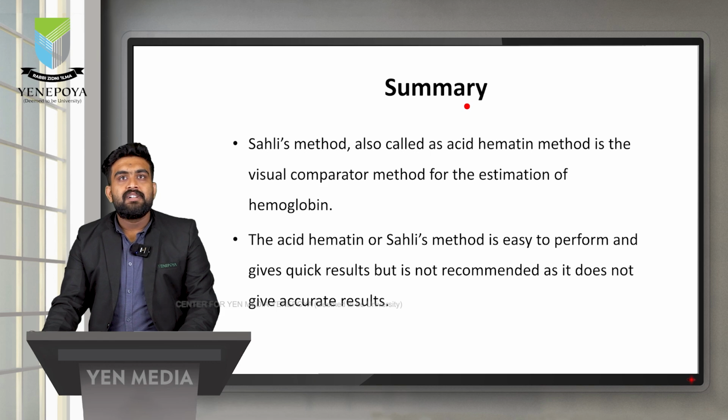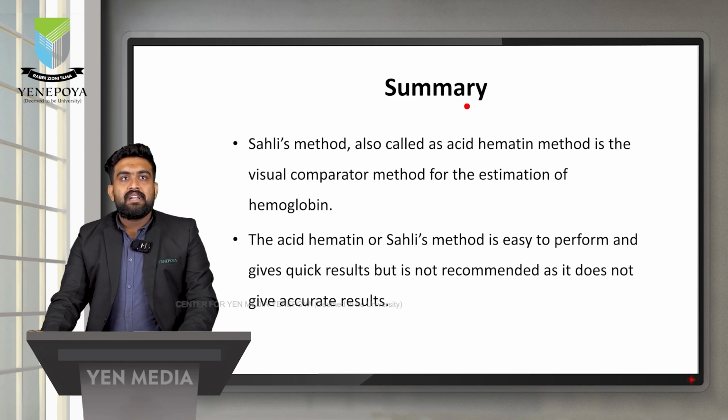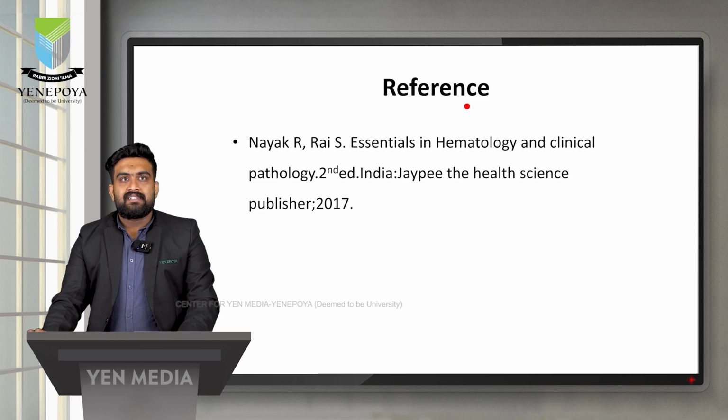The summary of the Sahli's hemoglobin estimation method. Sahli's method, also called the acid hematine method, is a visual comparator method for the estimation of hemoglobin. The acid hematine or Sahli's method is easy to perform and gives quick results, but is not recommended as it does not give accurate results. And these are my references for the Sahli's hemoglobin estimation.